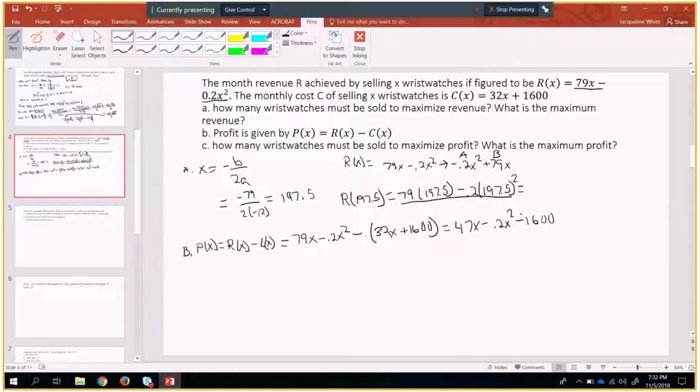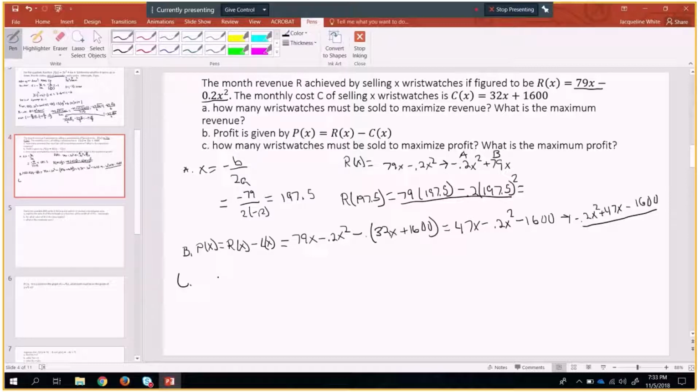All right. So now we have the profit function right here, which we could just rewrite so it could be in a standard parabolic form. And that's negative 0.2x squared plus 47x minus 1600. Right? And then finally, part C. The question asks, how many wristwatches must be sold to maximize profit? It says here on part A, how many wristwatches must be sold to maximize your revenue? And we found the axis of symmetry to answer that question. So it's going to be the same exact process of finding the axis of symmetry for this particular equation now to find how many wristwatches must be sold to maximize profit.